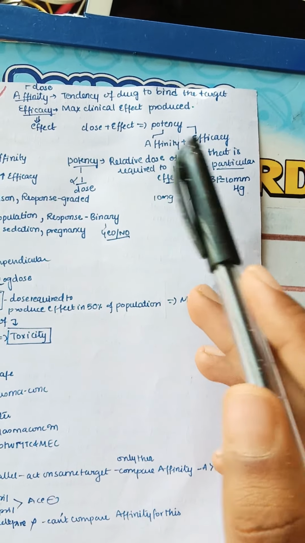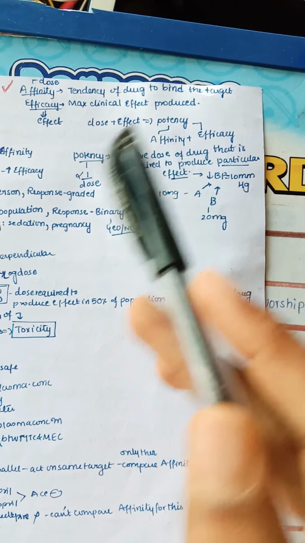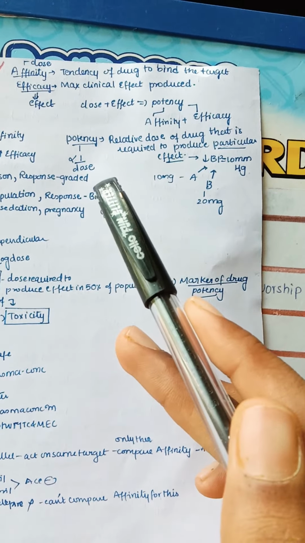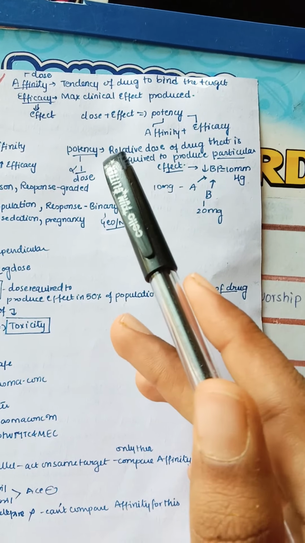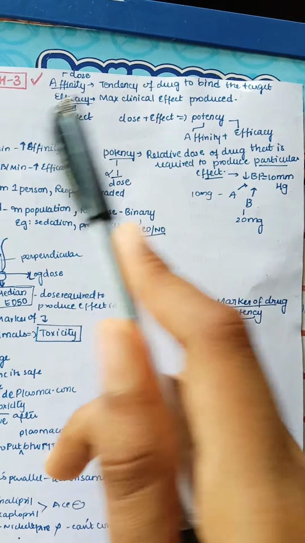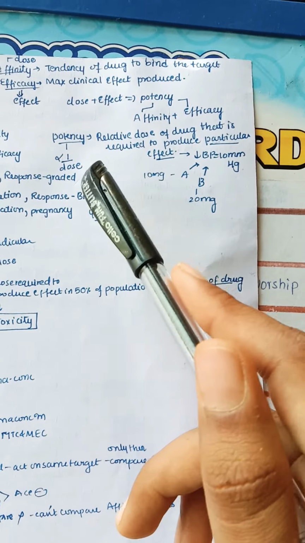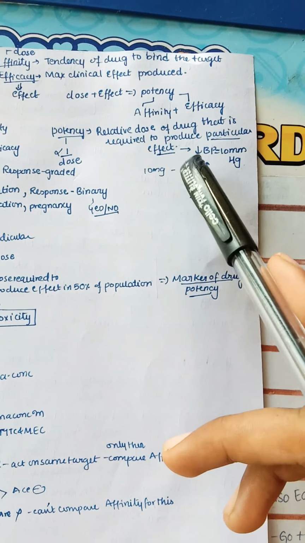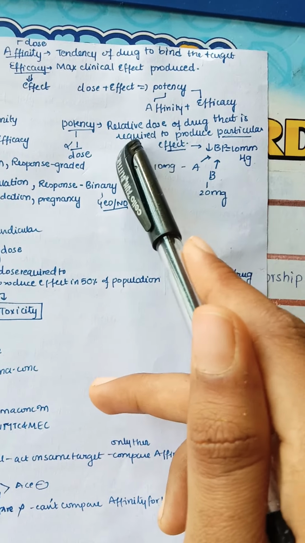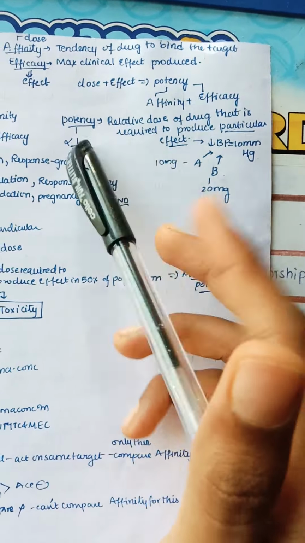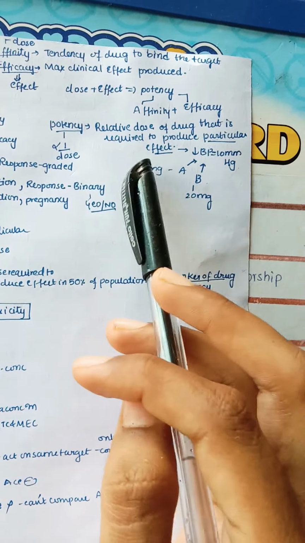So like this we can compare the affinity and efficacy. If we add them together, then we get the potency. So potency is inversely proportional to dose, which means we can say that potency is inversely proportional to affinity also, because dose denotes affinity. So potency is the relative dose of a drug that is required to produce a particular effect. You can see the terms dose and effect, and both together form the potency.